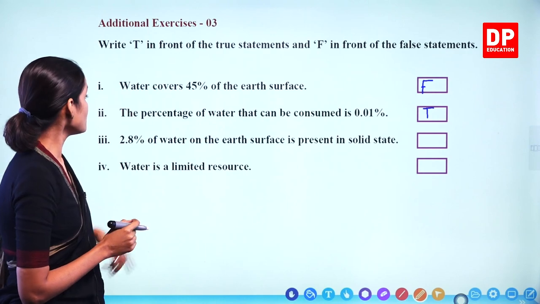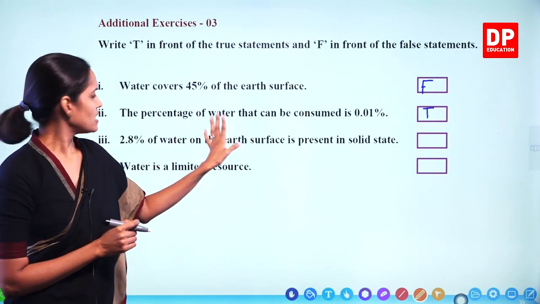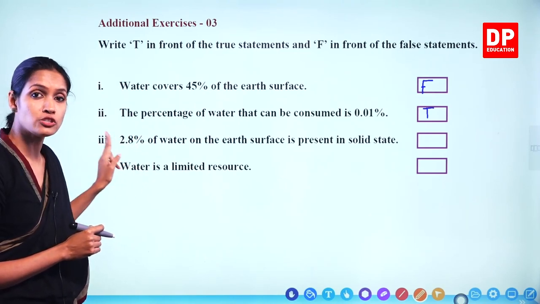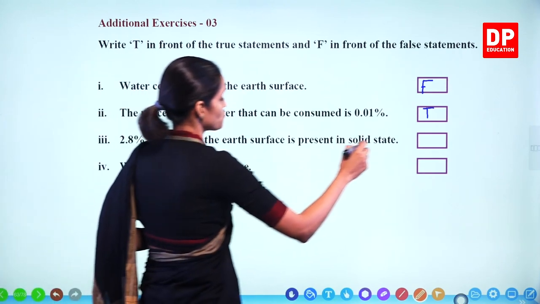2.8% of water on the Earth's surface is present in solid state. What is the amount? 2.8, correct, children? No, it should be 2.58%. Therefore, this is false.